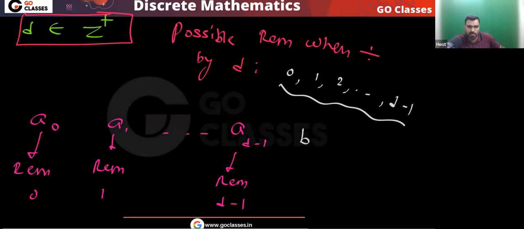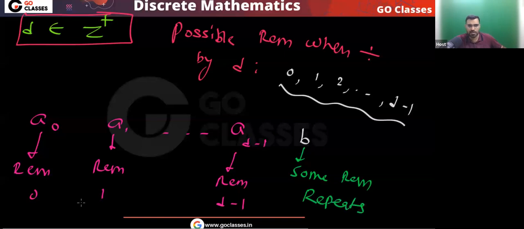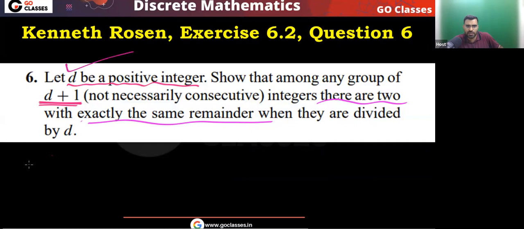if I give you, for example, this number b, and you divide b by d, then either the remainder will be 0, and then they have the same remainder; or 1, and they have the same remainder; or d minus 1, and they have the same remainder. So whatever you do, definitely some remainder will repeat. So this is the general result: if d is a positive integer, then in any group of d plus 1 integers, at least 2 have the same remainder.